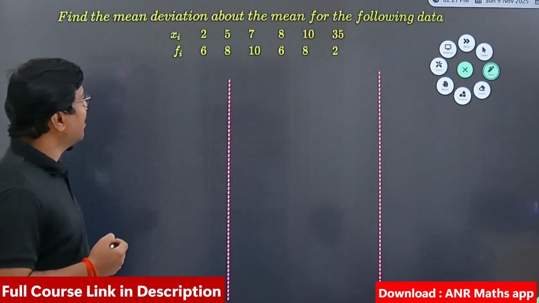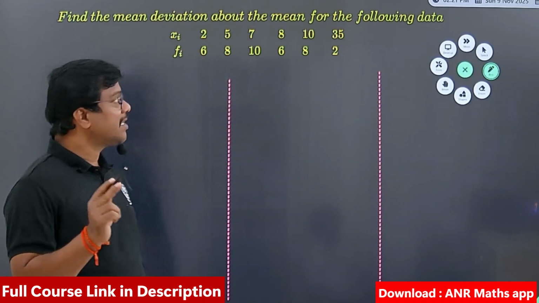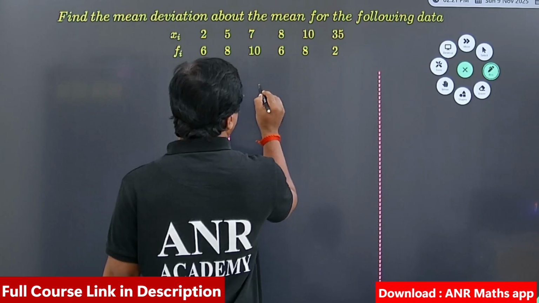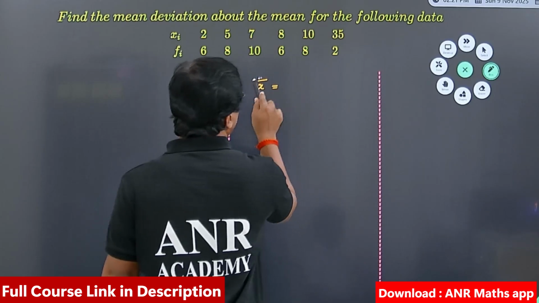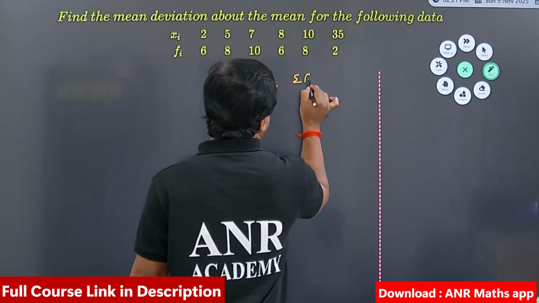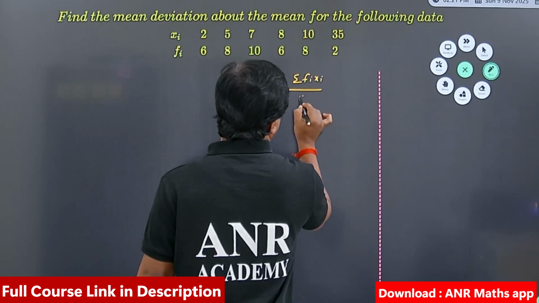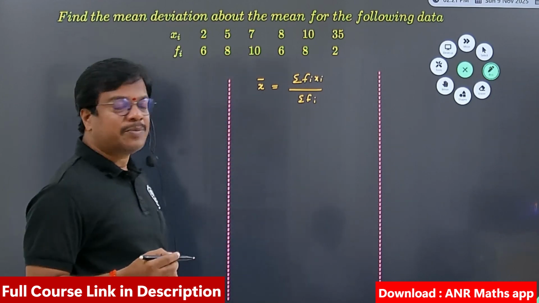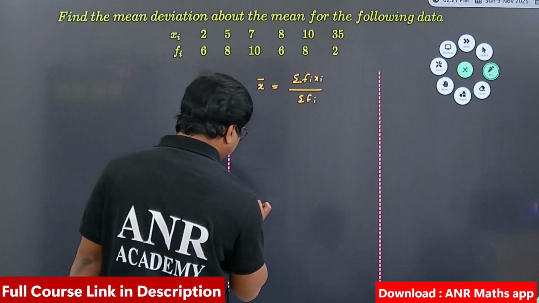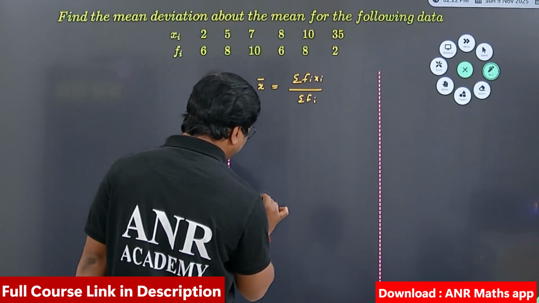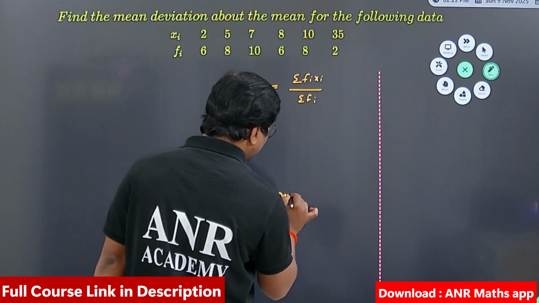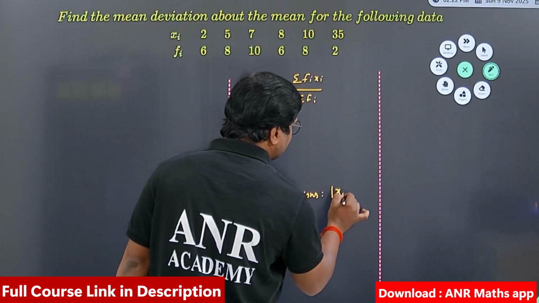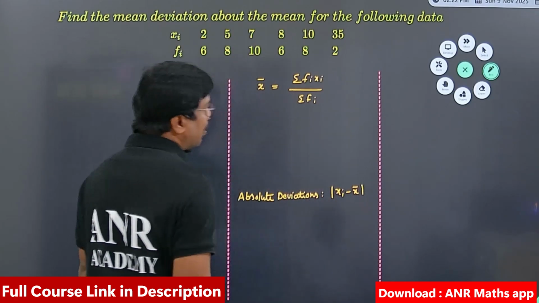Yes, to find the mean deviation about the mean, first it is required to find the mean, and we know that mean is denoted by x bar equal to summation fi xi by summation fi. Next, absolute deviations are also required, so here I am going to mention absolute deviations. Absolute deviations formula: xi minus x bar along with modulus sign.